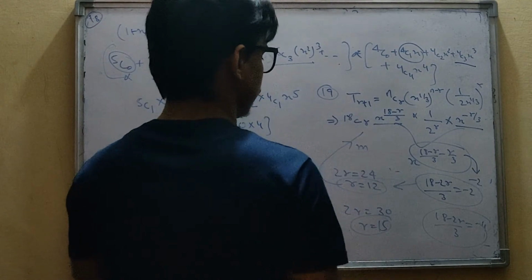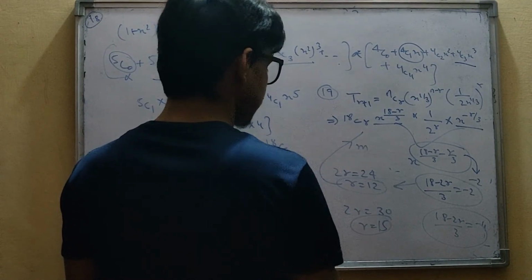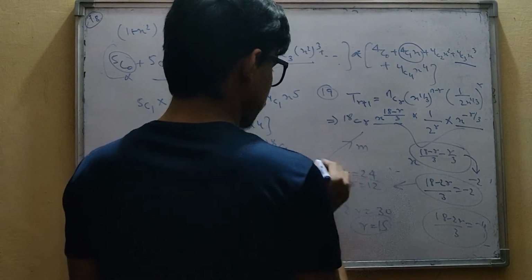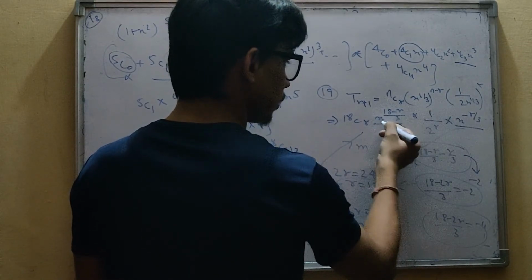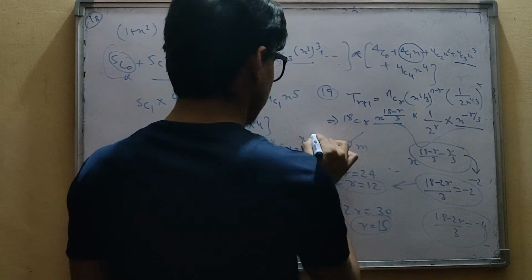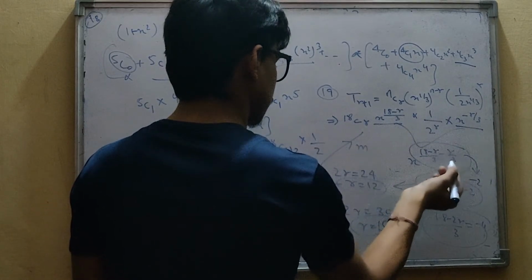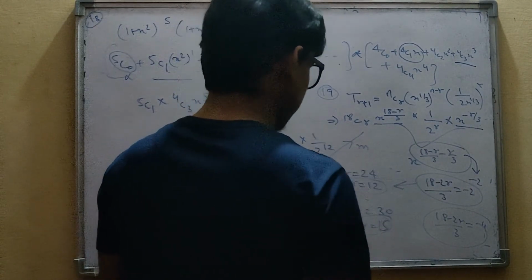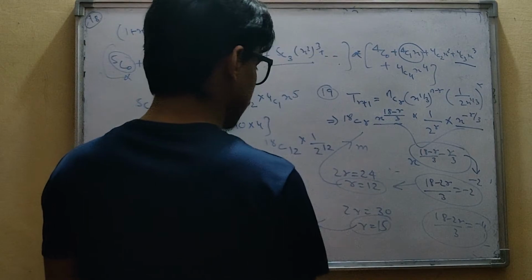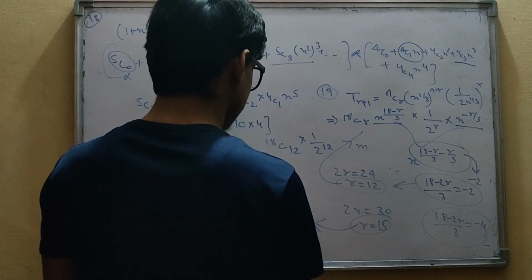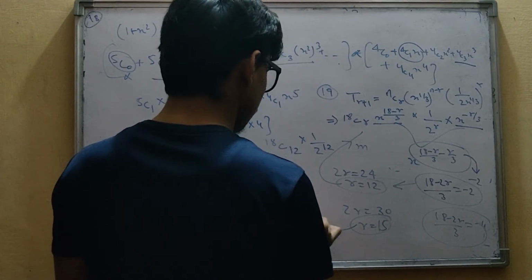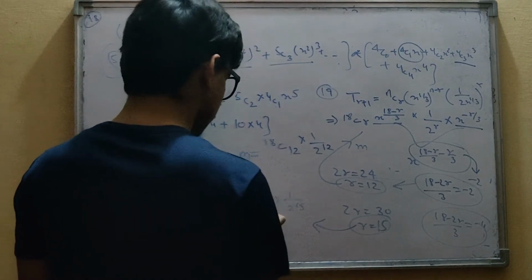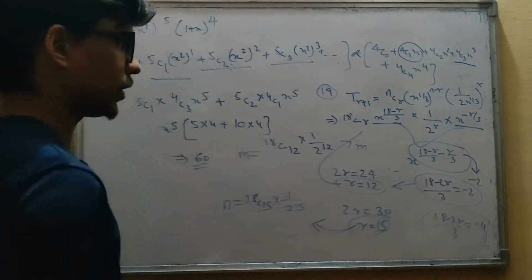The coefficient is going to be m. So what is it? 18cr, where r is 12. This will be discarded, and it is going to be 1 upon 2 to the power r. And what is r? R is 12, right? From here, whatever I get, it is going to be 18c12 into 1 upon 2 to the power 12. So this is going to be m, and this is going to be n. I think you are getting this, right?